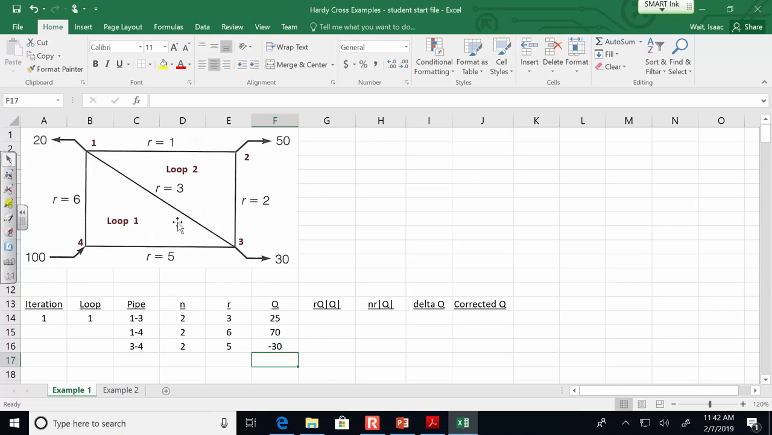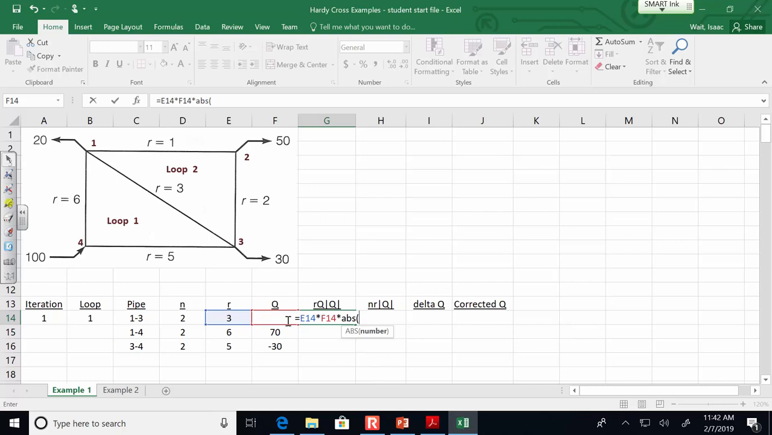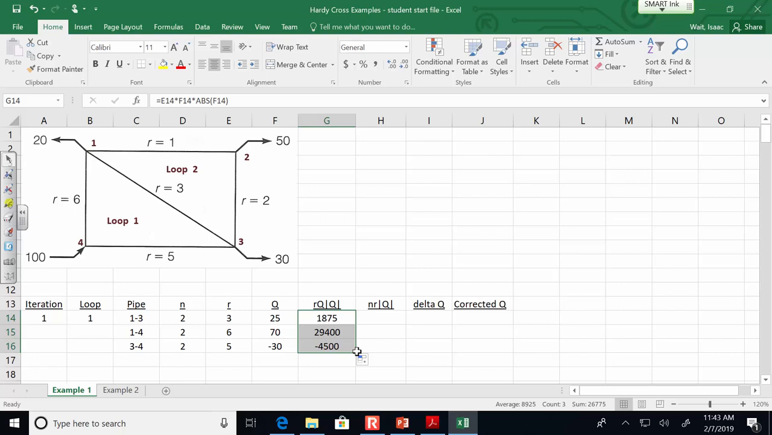All right, so this next column is exactly what it looks like. It's going to be R times Q times the absolute value of Q. So equals R times Q times absolute value of Q. And now, since it's centered, I can't click on that cell anymore, so I'm going to have to type in F14 manually. R times Q times absolute value of Q should be 1875.